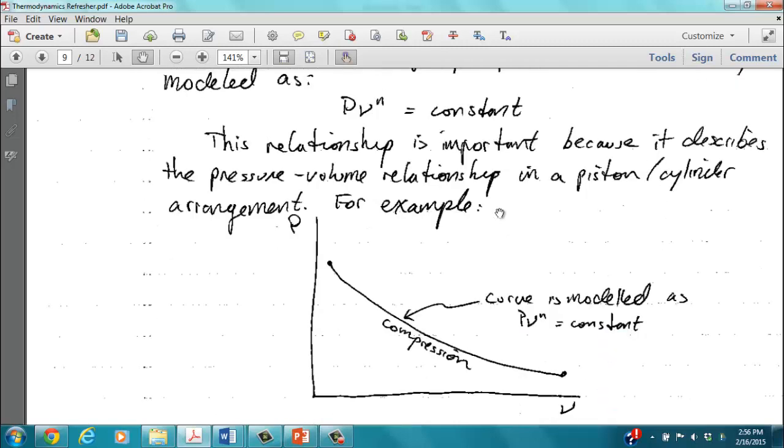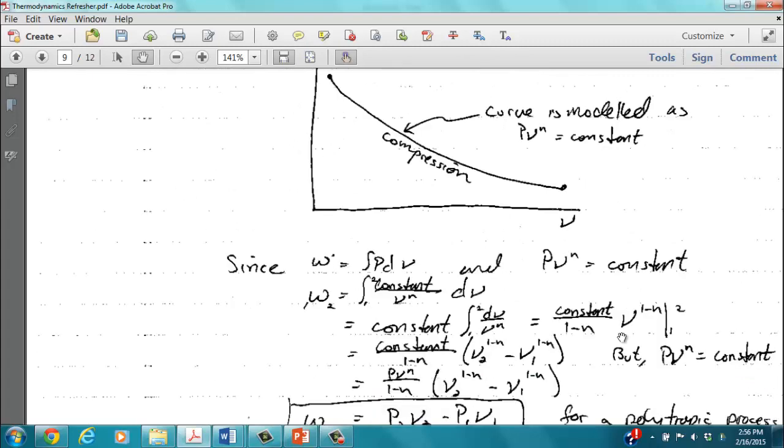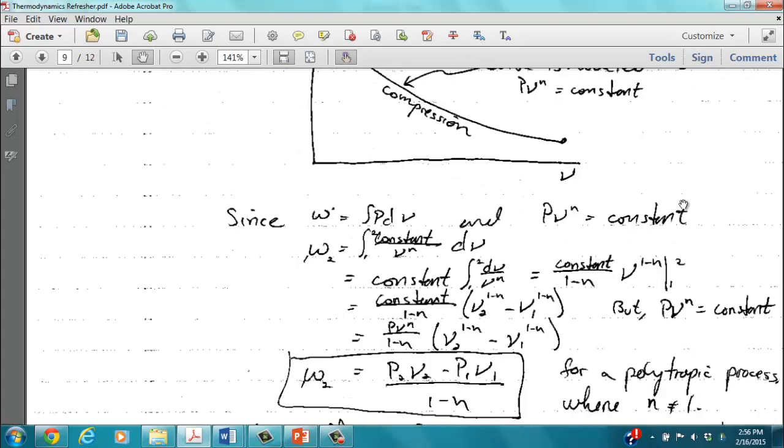In other words, your compression and your expansion processes in an IC engine very closely follow a polytropic relationship. Here, for example, I've drawn a compression curve, where as we decrease the volume, our pressure increases according to this curve here, and we can basically model this curve as a polytropic curve where PV^n is equal to a constant.